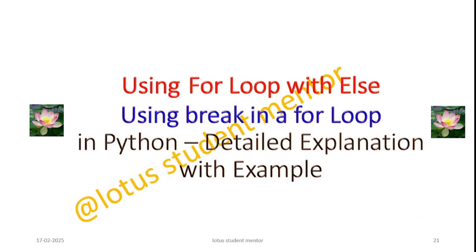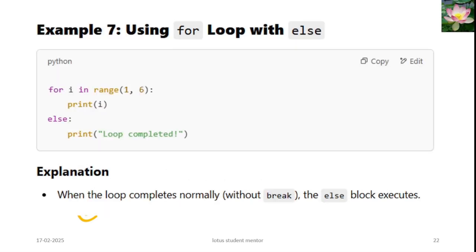In this session, we are going to study using a for loop with else and using break in a for loop in Python, with detailed explanation and examples. In the previous videos, the examples began with 7. That means there is a continuation. It is in continuation to the previous 2 videos.